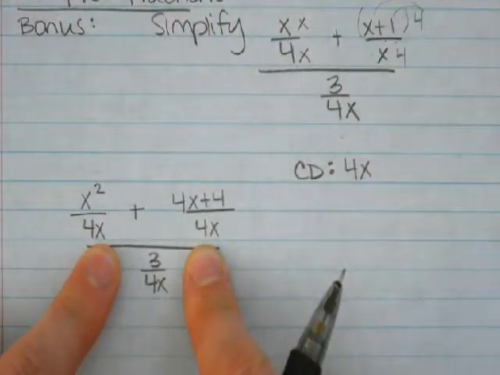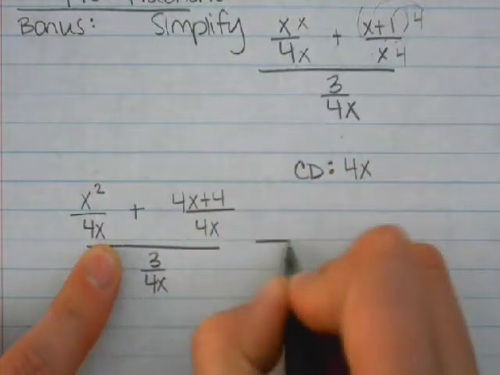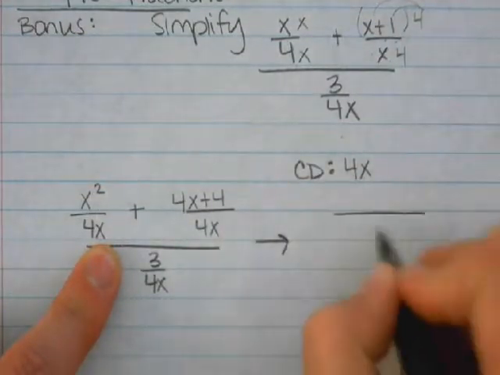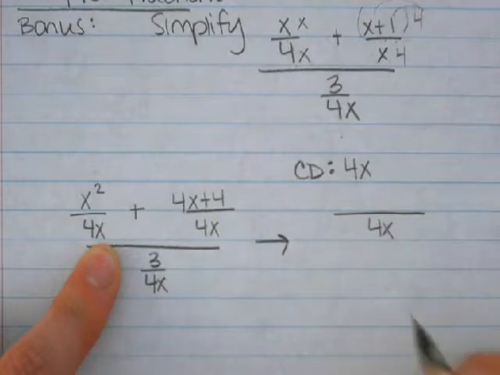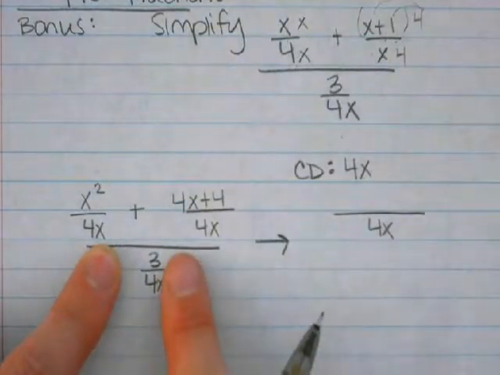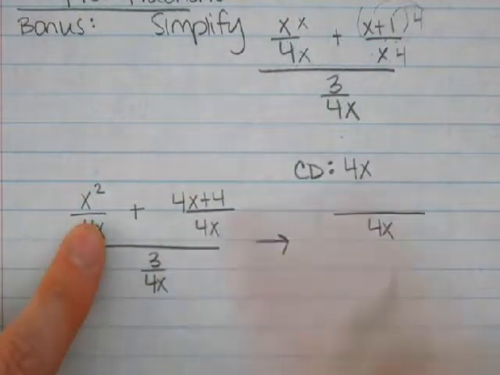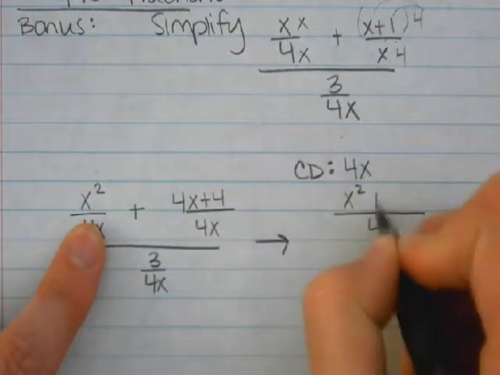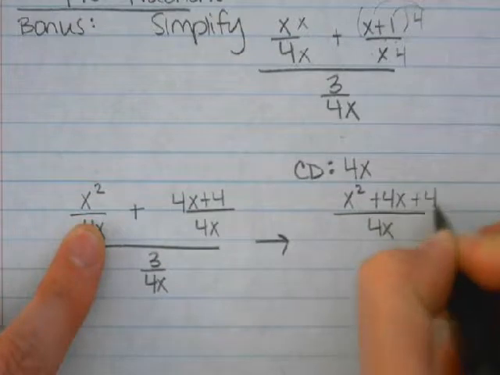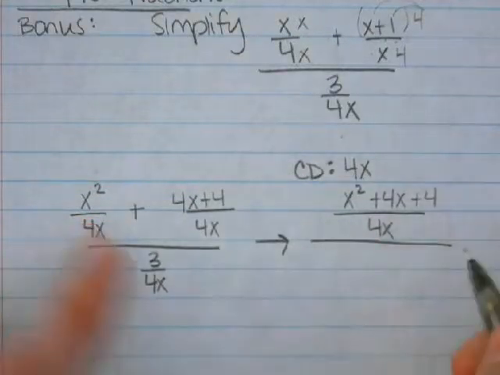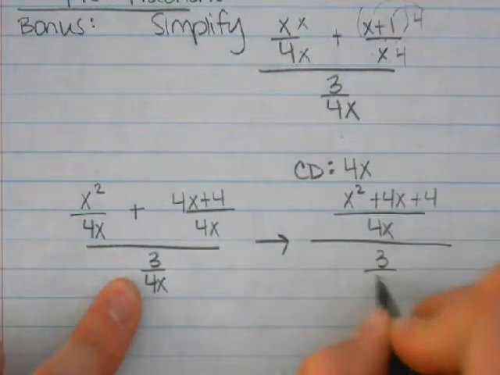Yeah, combine it. You write it as one fraction. So on the top, I'm going to have one fraction with 4x as a denominator. So how do I write the top part out? x squared plus 4x plus 4. And then on the bottom, I've got 3 over 4x.